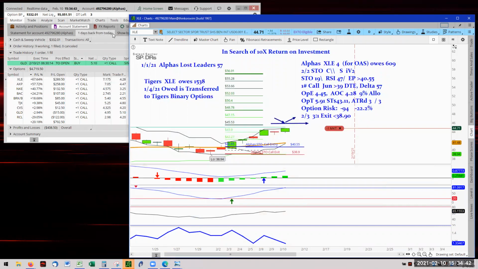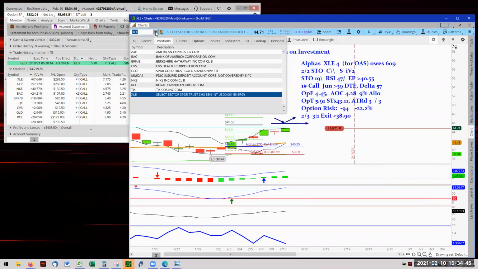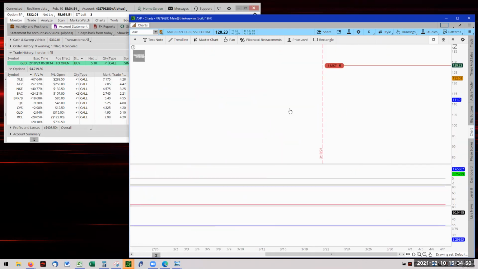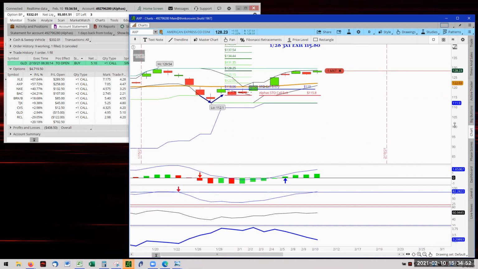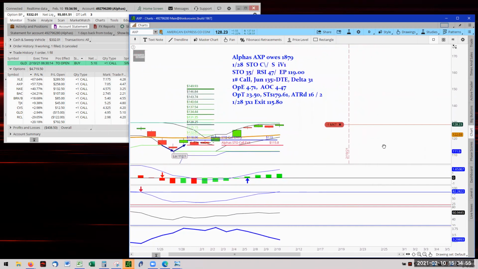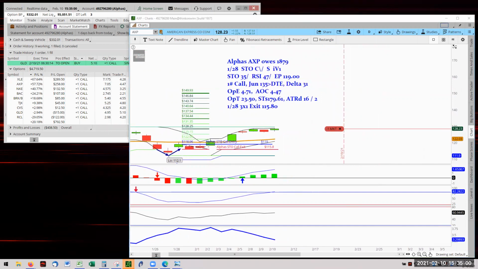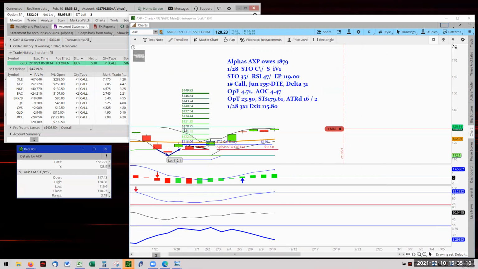Going on now to American Express. American Express is running. Where are you? There you are. Okay, American Express. Now, I need to point something out here. American Express didn't make it. Let me show you right there. We are looking for a 128.25. It closed today at 128.23. We are 2 pennies off.